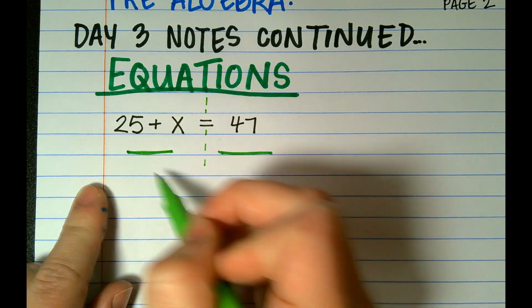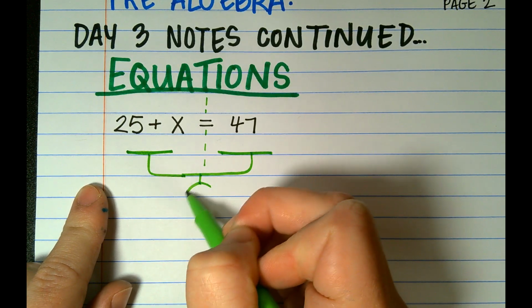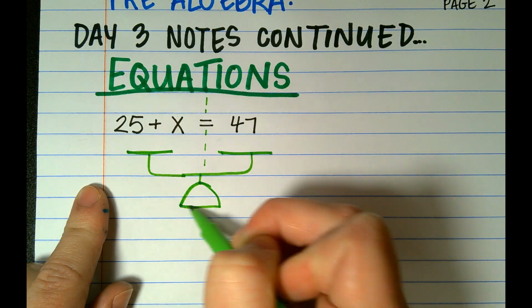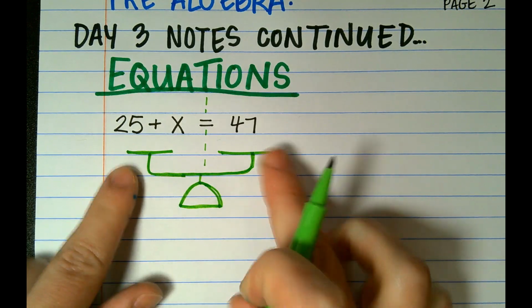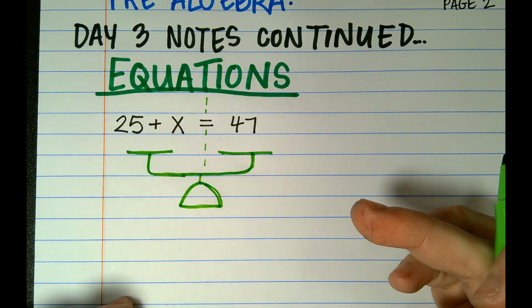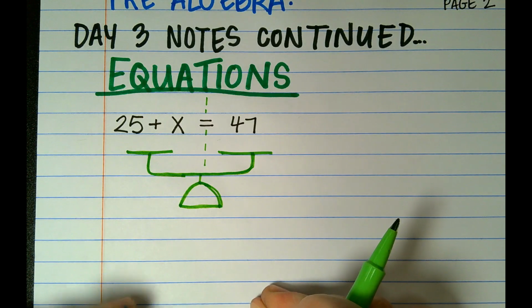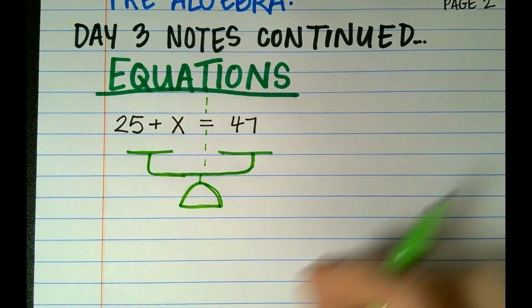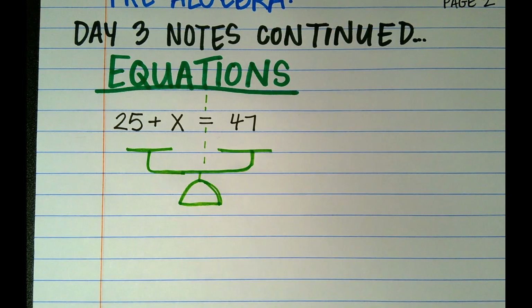So I like to think, like I said, of it as one of those little balances in the science room. I don't know if Miss Leslie has one of these, but we need to keep it equal. If I take something away from one side, I have to do the same thing on the other side. If I add something to one side, I have to add the same thing on the other side, or else they are not in balance anymore. They need to stay balanced.